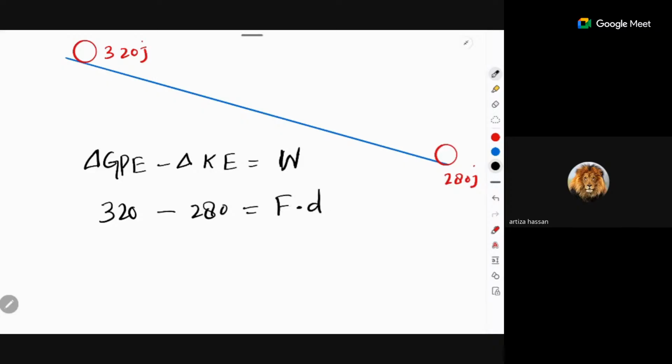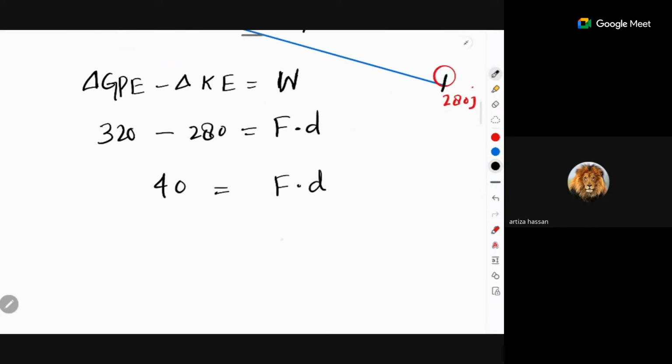So what was the force here? Gravitational force. I want to calculate the frictional force, and let's say the distance between this point to this point is suppose 12 meters, right? How much is the distance? 12 meters. So what is the difference? 40. 40 here, and distance is 12 meters, so I can calculate the frictional force. This is basically the frictional force. Work done against the friction is 40 joules.